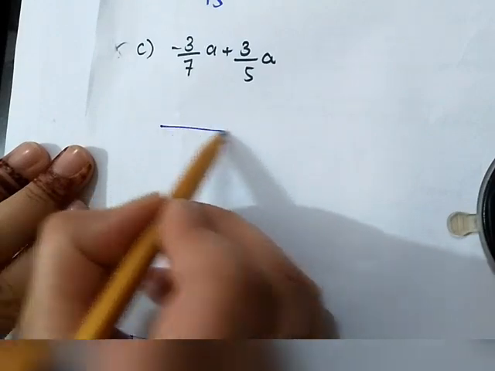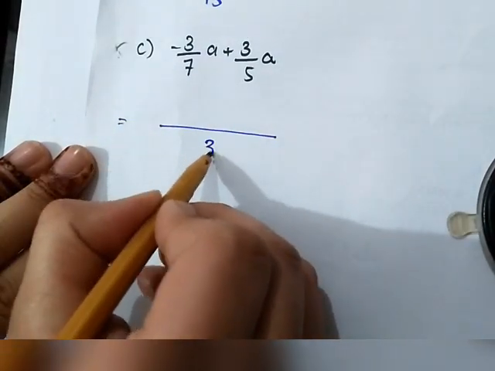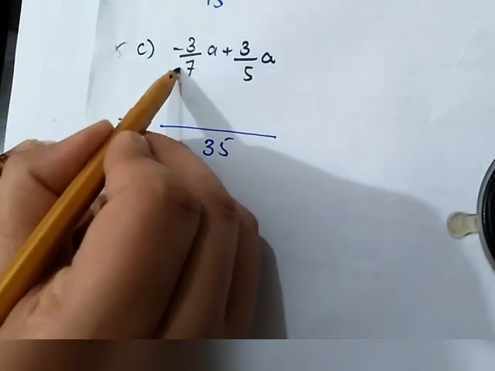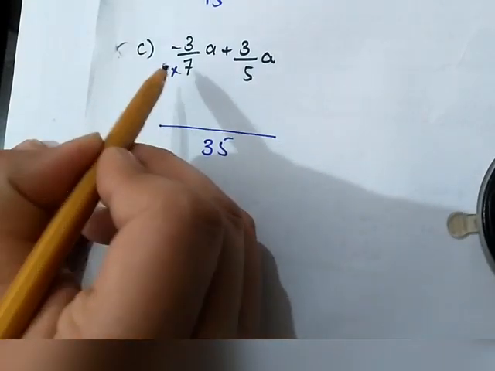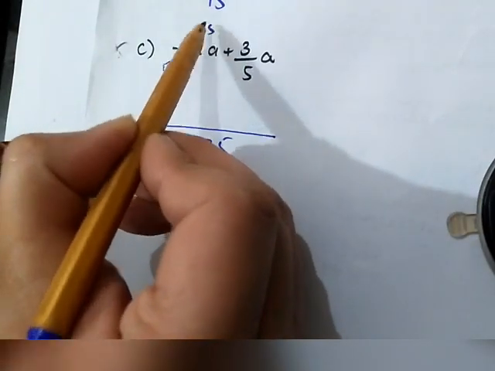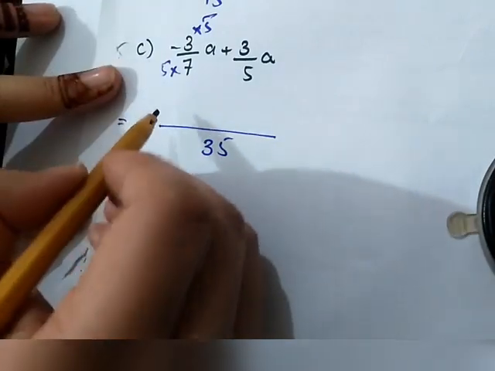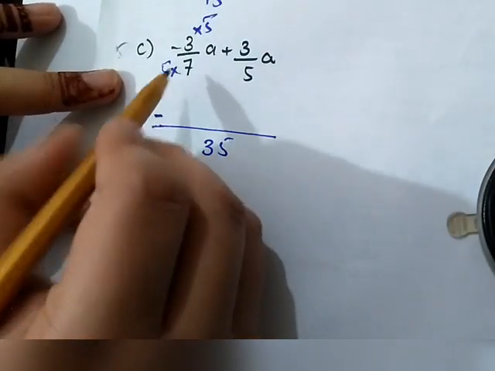We take the LCM of 7 and 5, and the LCM of 7 and 5 is 35. 7 5s are 35. Now multiply this 7 with 5, because 7 5s are 35, and multiply that 5 also with the numerator of this term. So what is the sign here? The sign before 3 is minus, so put that sign here.